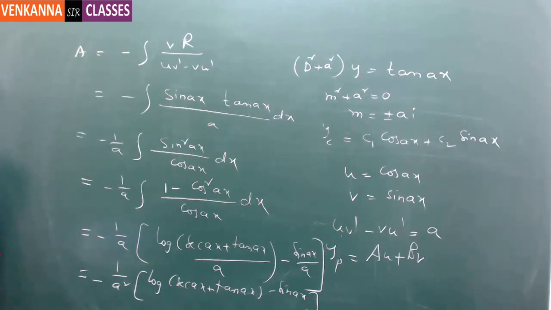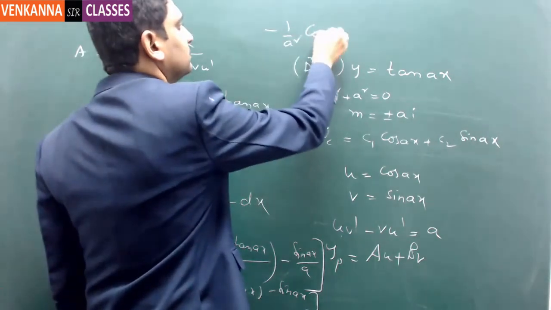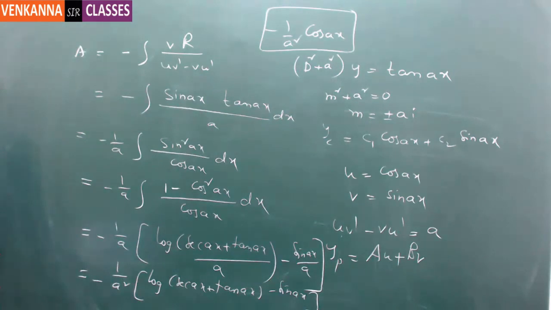The second integral is very easy. Can you find b on your own? I will say that the value of b will come like this. Right. So in yp, a into u plus b into v, you have to substitute the values. If possible, you simplify, and the general solution is written y is equal to yc plus yp. Okay.